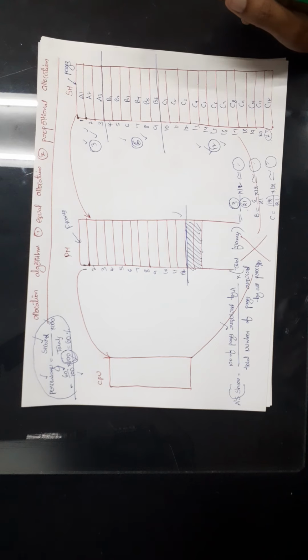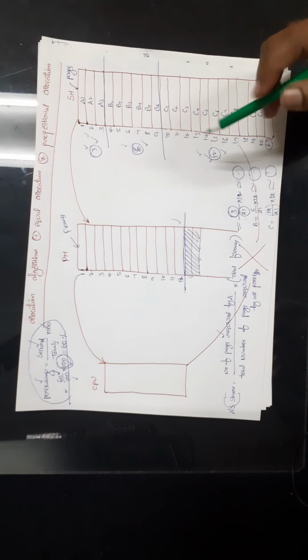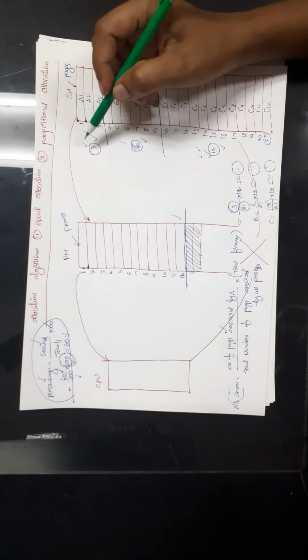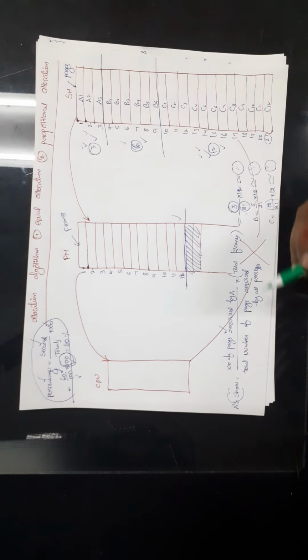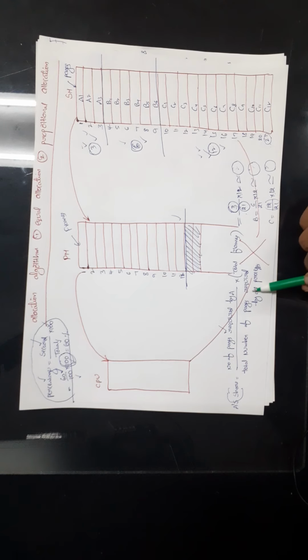So this is called proportional allocation, because here we are allocating more frames for the large process and fewer frames for the small process. And this is the formula to calculate the total number of frames allocated for each process. This is about the allocation algorithm.